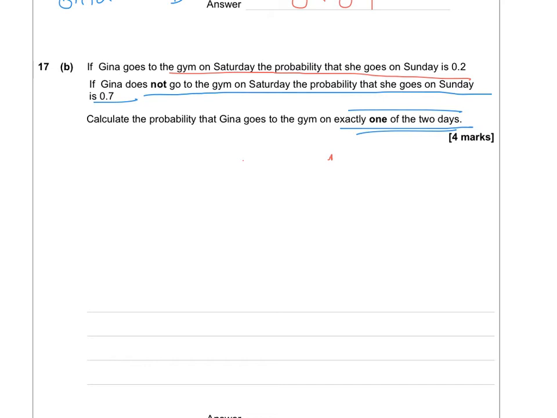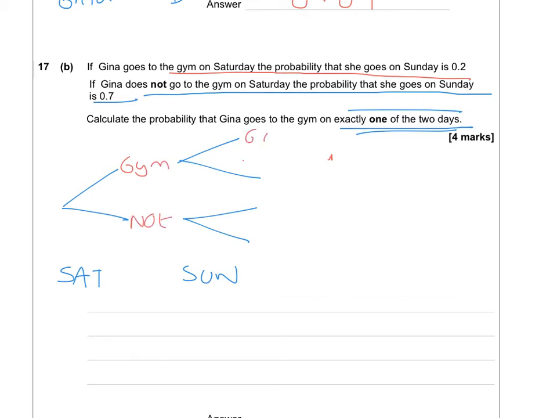There's a big blank space here, which is a suggestion that we might want to draw some sort of diagram, i.e. a tree diagram. This time we're only worried about Gina, and what happens on Saturday, and then afterwards what happens on Sunday. Now, she either goes to the gym, or she doesn't go to the gym. The probability of her going to the gym on a Saturday, we know from part A, is 0.9, so the probability of her not going to the gym is 0.1.